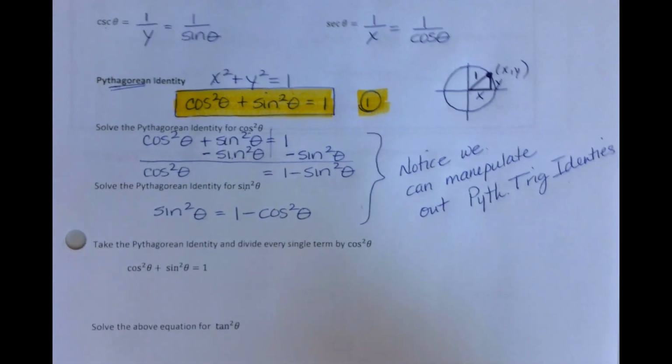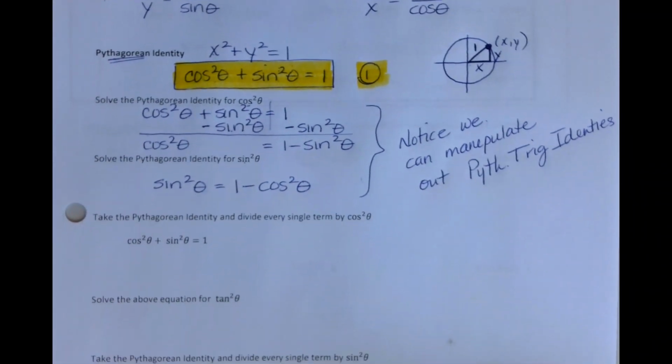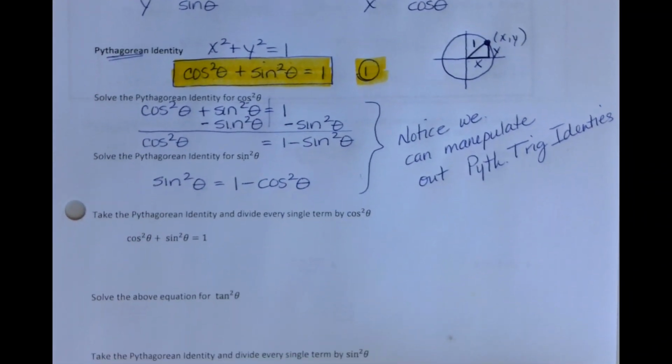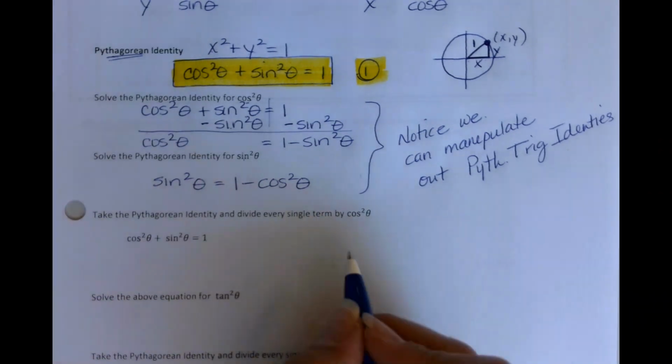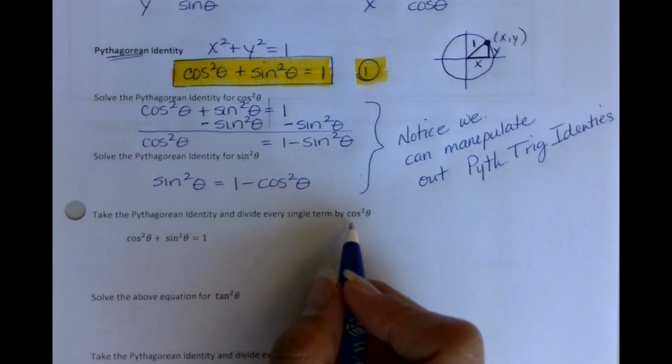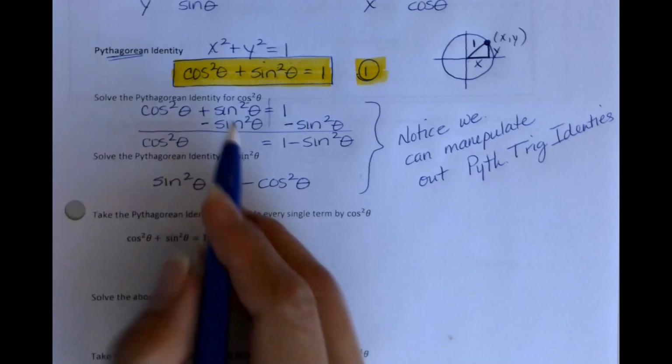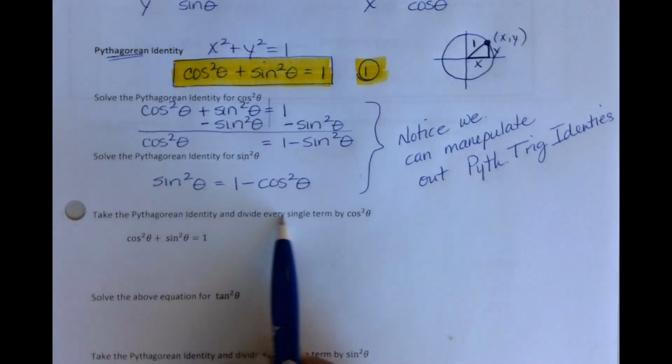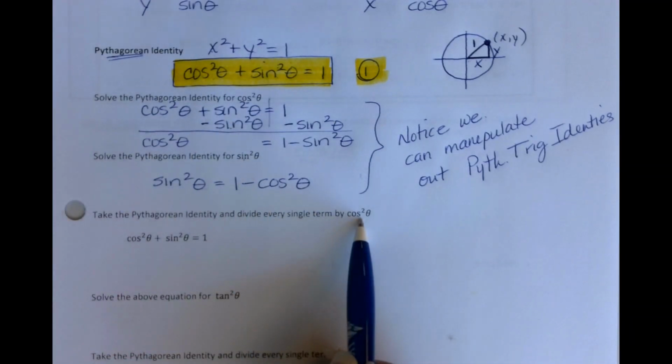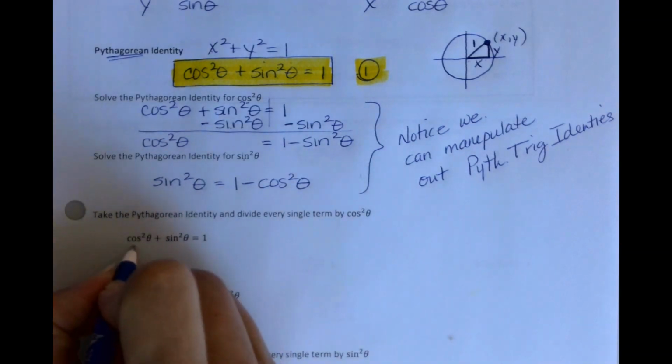So let's look and see how this applies with our second Pythagorean identity. So let's first find our second Pythagorean identity, and the way we would do that is take the original Pythagorean identity here and divide every single one of those terms by cosine squared theta. So I'm going to divide this by cosine squared theta.